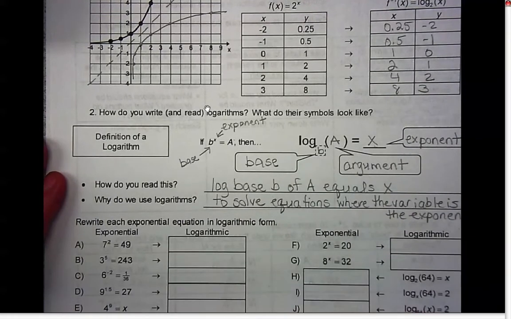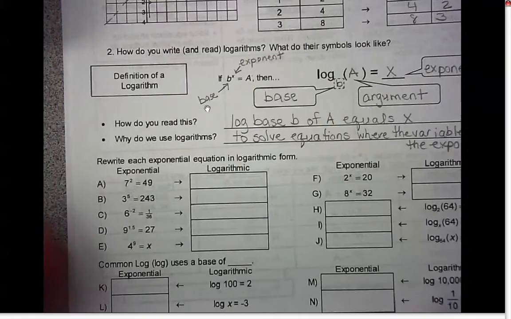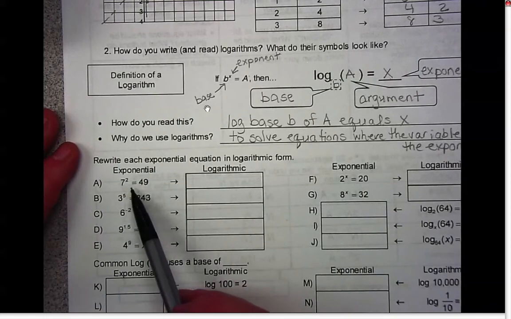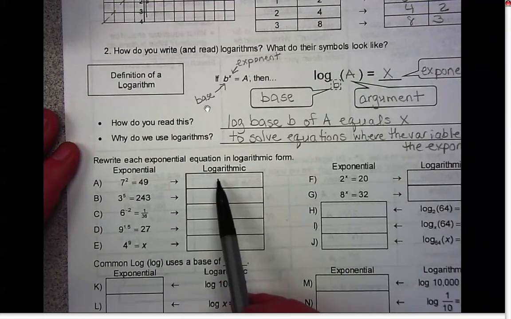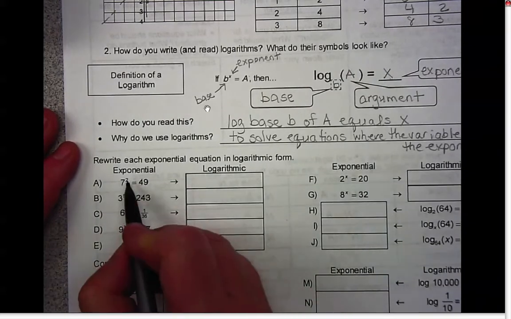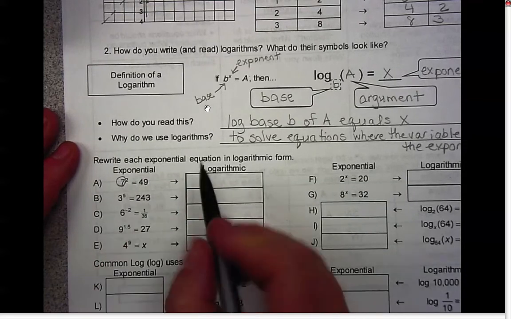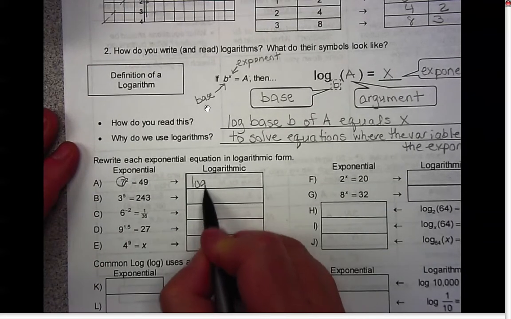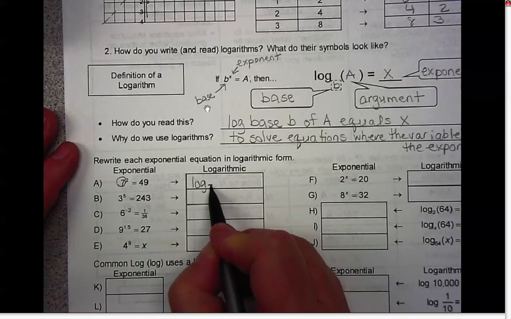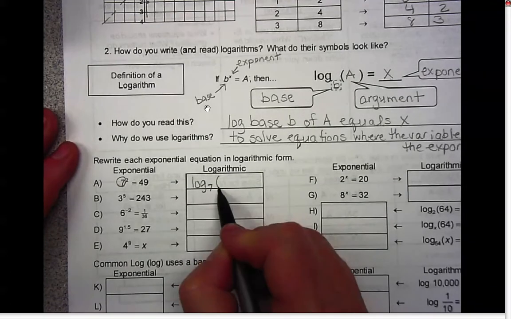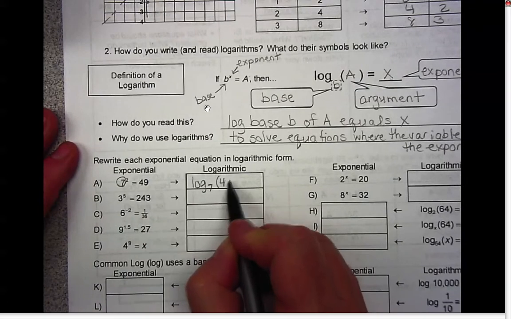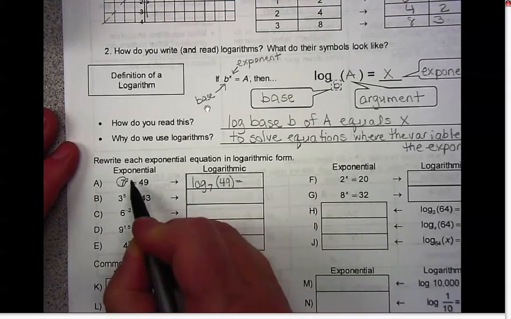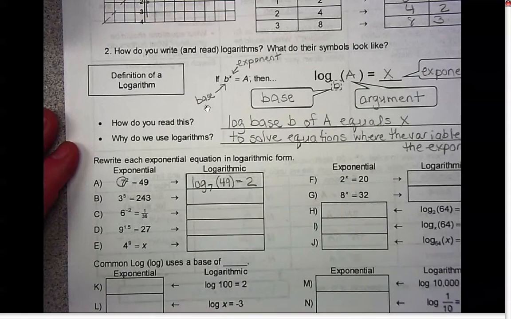So these are equations where we're trying to find what the exponent is. We're going to practice rewriting these exponential equations as logarithm equations. You always start with your base. So we're going to have log base 7, a little number like a subscript below the log, of 49 equals the exponent, or 2.